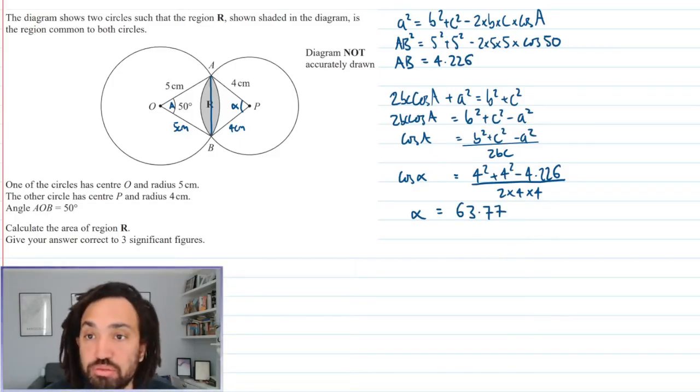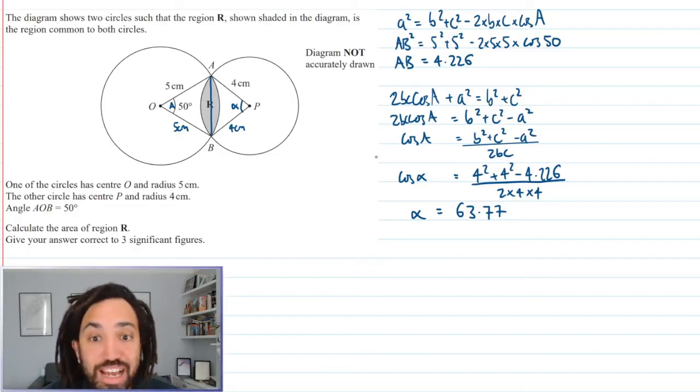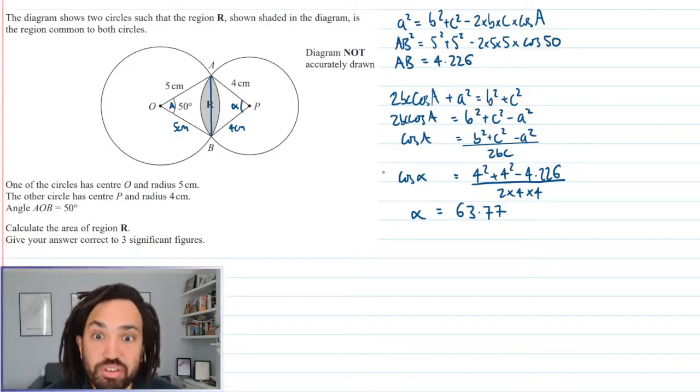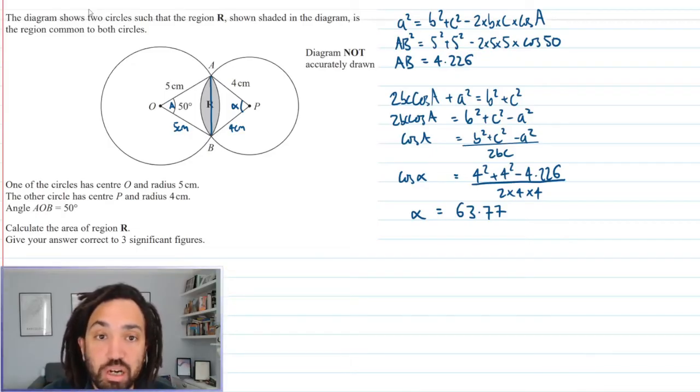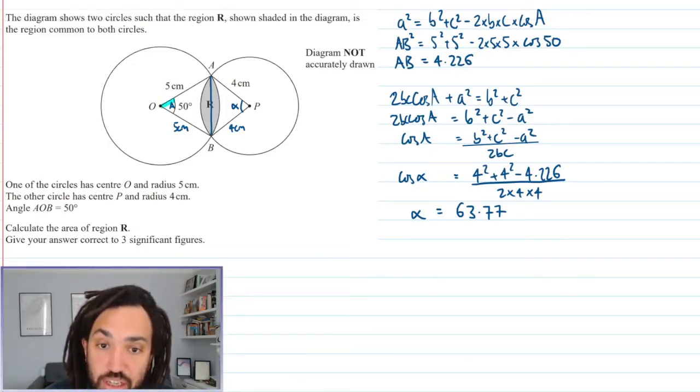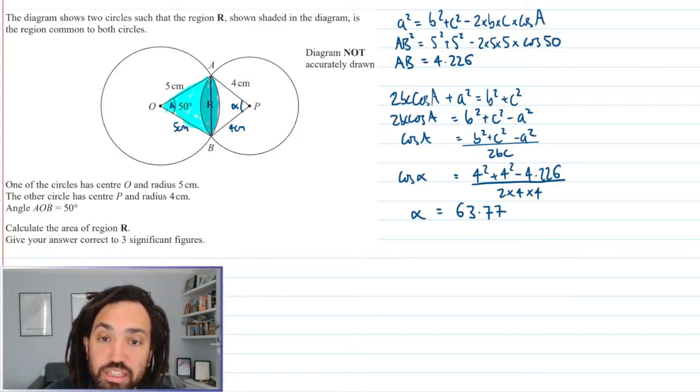Okay, brilliant. That's really helpful. Right, now we need to start actually finding the area of this thing. So I'm going to start by finding the area of this sector here. That's the segment, but the whole sector looks like this. Okay, so that's what I'm going to find first.